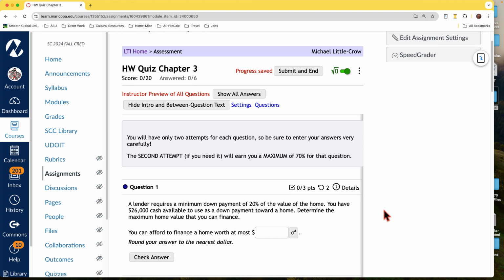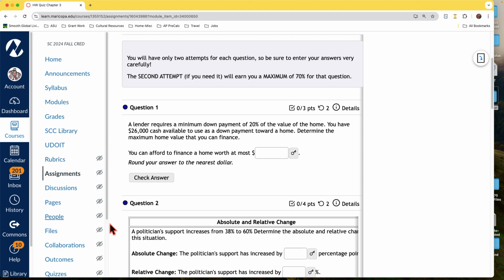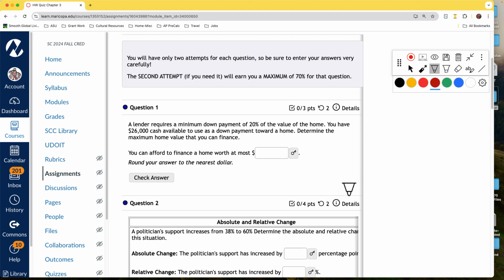Okay. A lot of words here. Let's see if we can do this one. A lender requires a minimum down payment of 20% of the value of the home. You have $26,000 cash available to use as a down payment toward a home. Determine the maximum home value that you can finance.